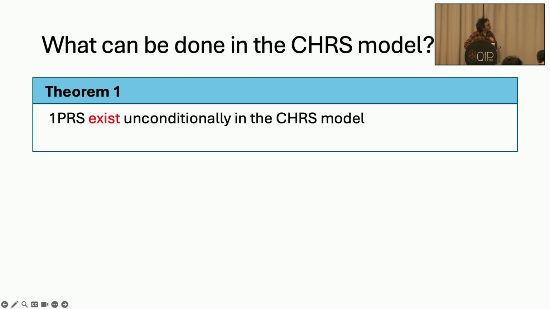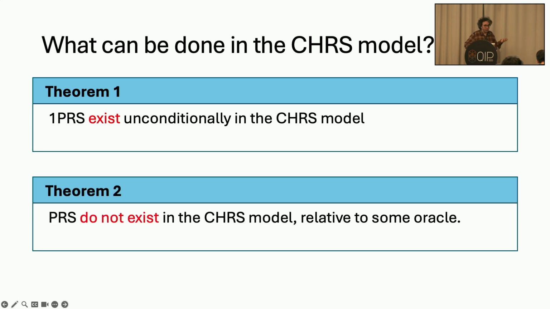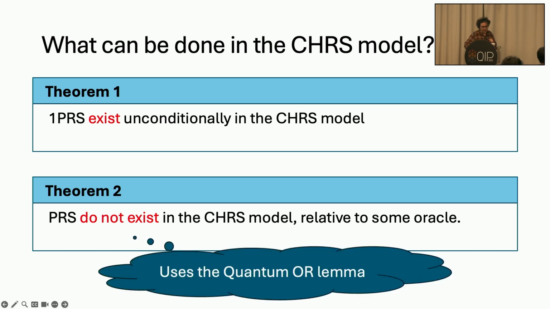Okay. So what do we know about this model? We show two main results. One is that one PRS exists unconditionally in the CHRS model, right? As long as the adversary has polynomially many copies, no matter what the computational time, the adversary won't be able to tell apart whether it's pseudorandom or random. And the second result, which is maybe surprising, is that pseudorandom states do not exist in this model, relative to some oracle. And I think this is a life achievement of mine in some sense, a life goal of mine. So my name is Or, right? That's my first name, and somehow of course we use the quantum Or lemma.